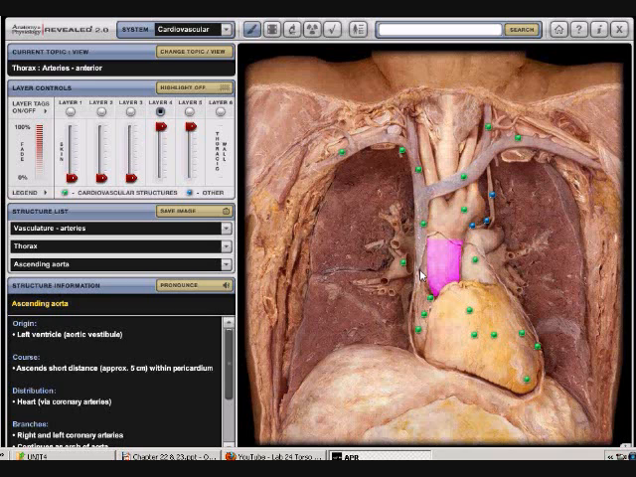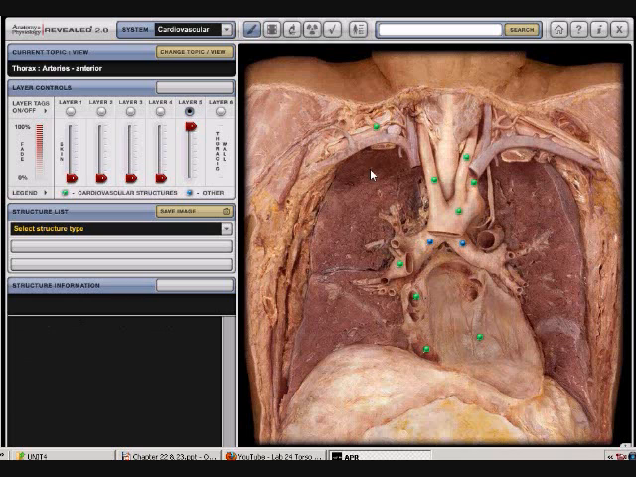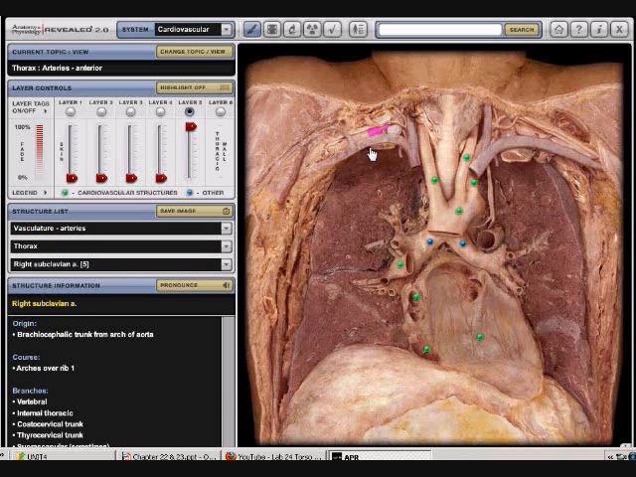What's the cervix? Pulmonary trunk. Right. What is it? Pulmonary artery. It's the junction between the vagina and the uterus. Okay. Layer 5, right subclavian artery, and then left common carotid artery, should be the first one.